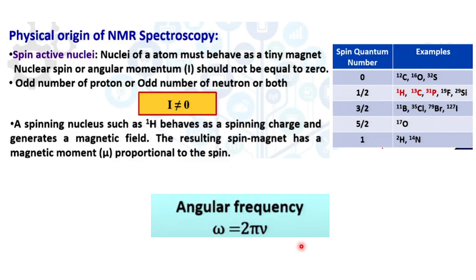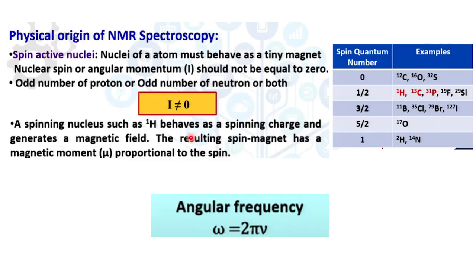Now a spin active nucleus must behave as a tiny magnet, and the angular momentum, since it is rotating around the nucleus, will not be equal to 0. The first condition is that I should not be 0, and for that you must have an odd number of neutrons or an odd number of protons, or both an odd number of protons and an odd number of neutrons. Those elements will be NMR active.